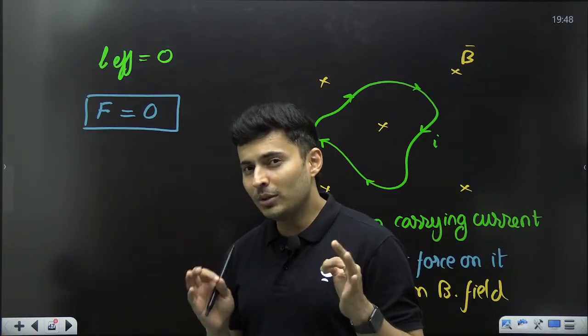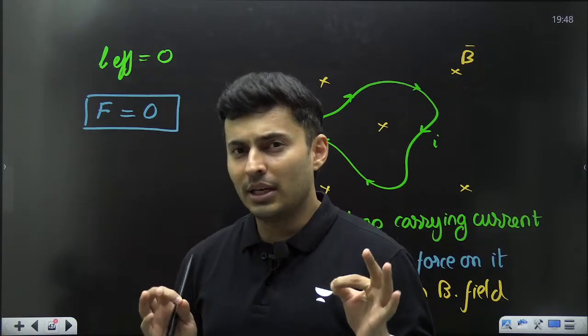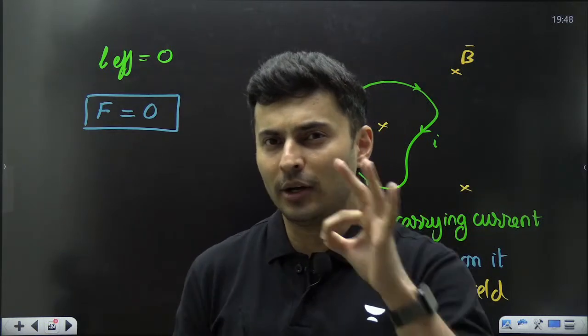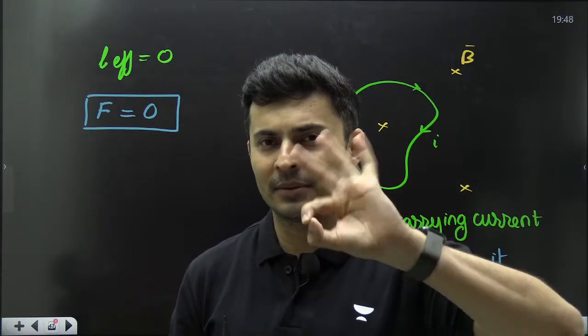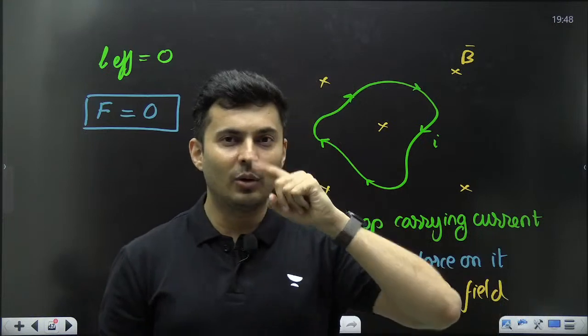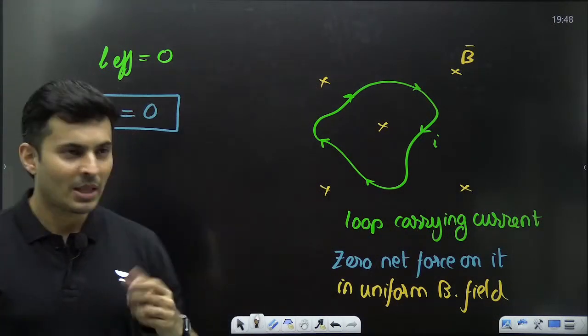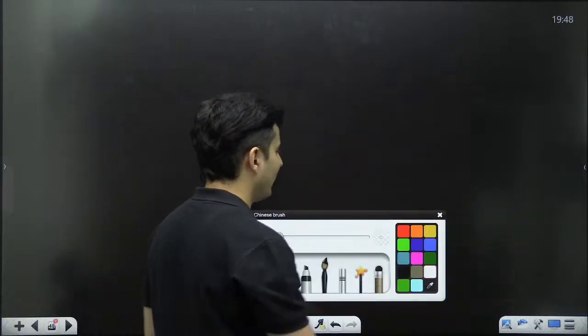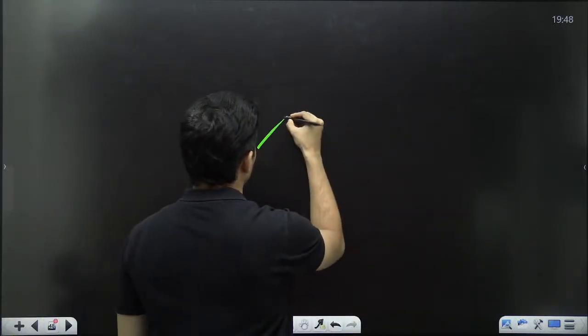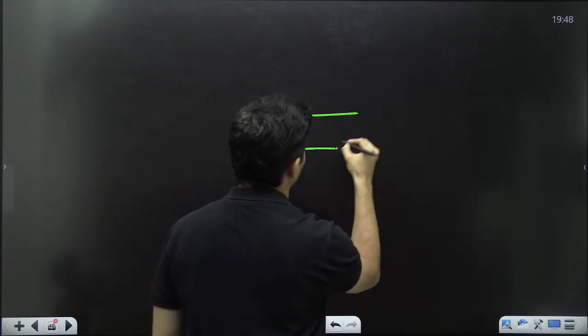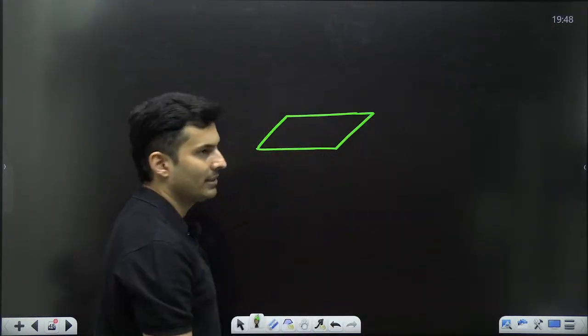But do you think the loop will not rotate? Will it not turn? I doubt that now. I don't think so. I'll just give a simple example. Look over here. Imagine there is a loop like this.